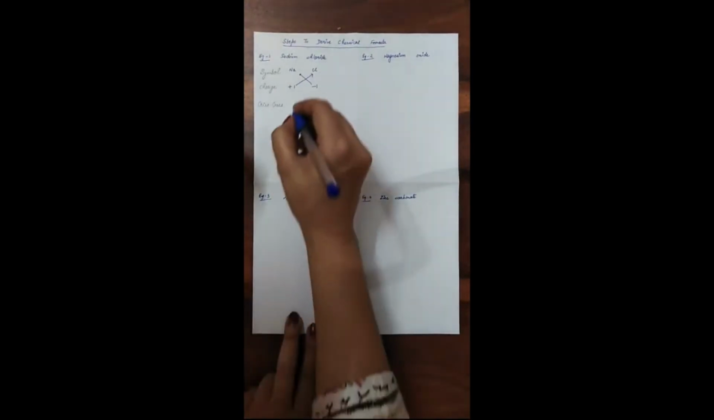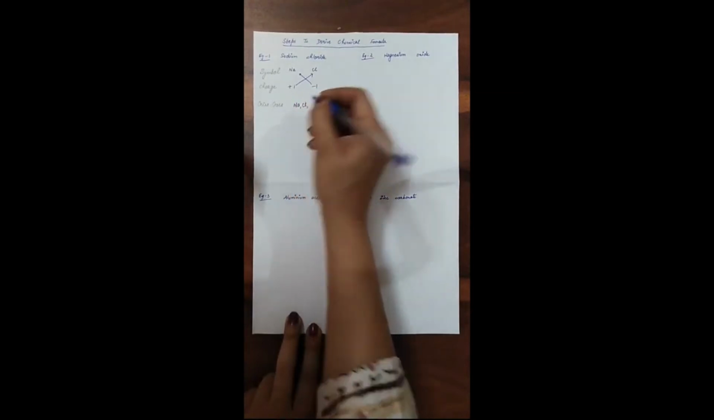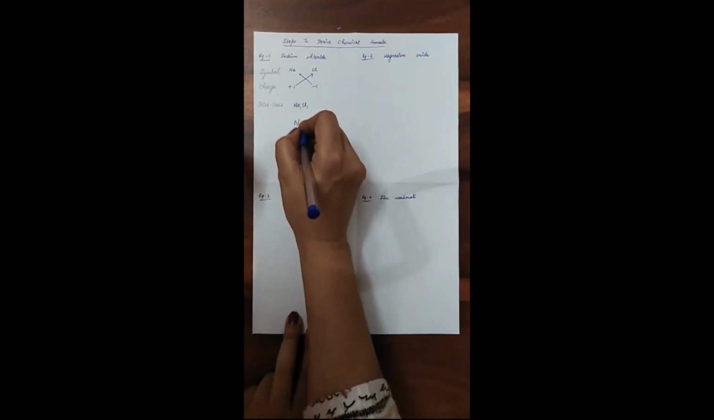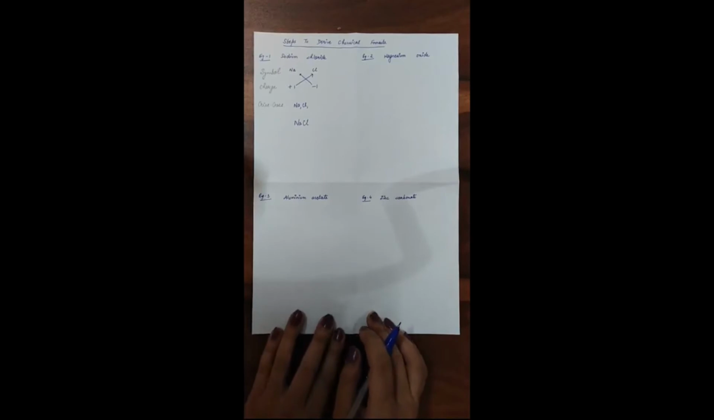Now once we interchange the numbers, we get Na1, Cl1. Plus and minus we do not consider, so Na1, Cl1. And whenever we have 1 and 1, we do not mention it, so the final chemical formula for sodium chloride is NaCl.